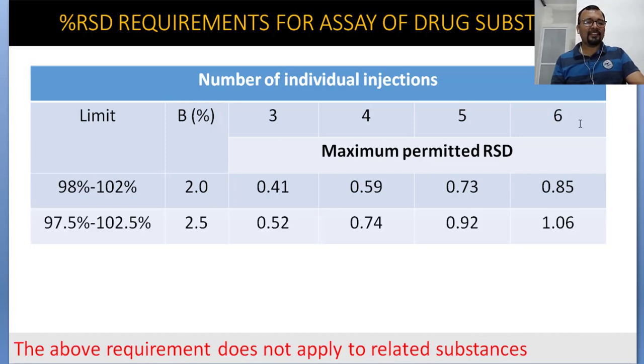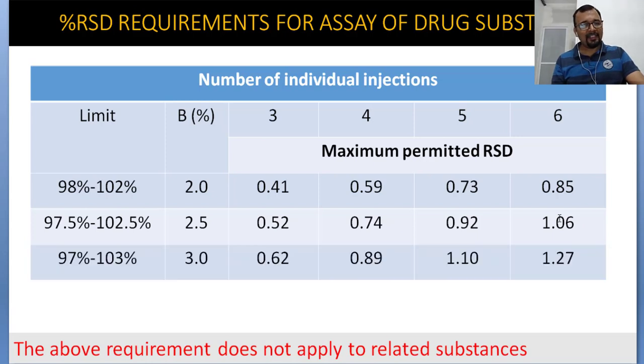If your limit for assay is 97.5% to 102.5%, then the value of B will become 2.5%. And with that, if you intend to inject triplicate standard solutions, then the percent RSD will be 0.52%. With 4 replicate injections, the percent RSD will be 0.74%. With 5 replicate injections, the percent RSD will be 0.92, and with 6 replicate injections, the percent RSD will be 1.06. Similarly, you can calculate the percent RSD with the assay limit of 97 to 103%.